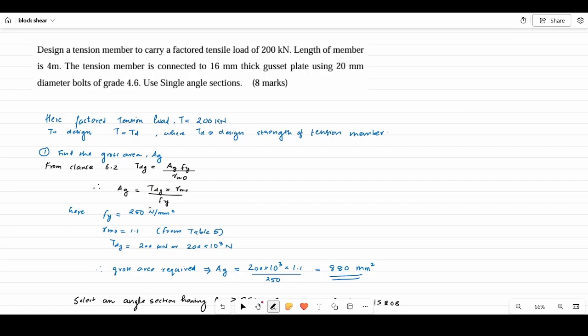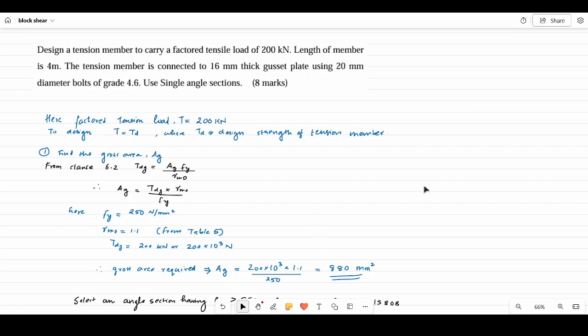And we have taken the factored load equal to our total design strength due to yielding. So using this equation we can calculate the gross area required. Substituting the values of Tdg as 200 kilonewton, which in Newton will be 200 into 10 raised to 3, multiplied by our factor of safety 1.1 divided by 250, we will be getting the gross area required as 880 millimeter square. So we have to select an angle section such that it is having an area greater than this value, and this will be able to resist the factored tensile load of 200.